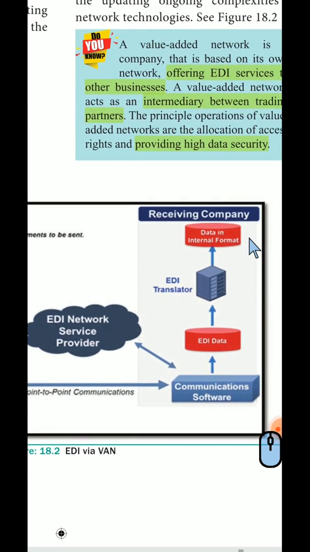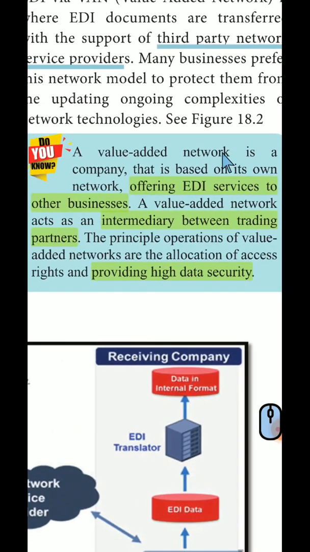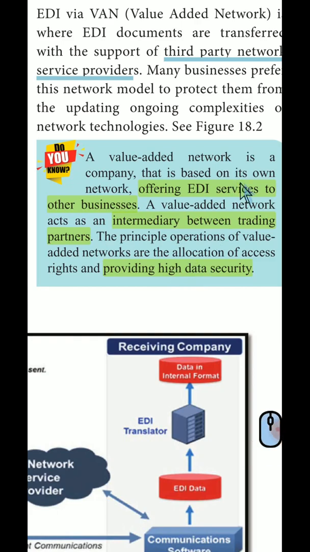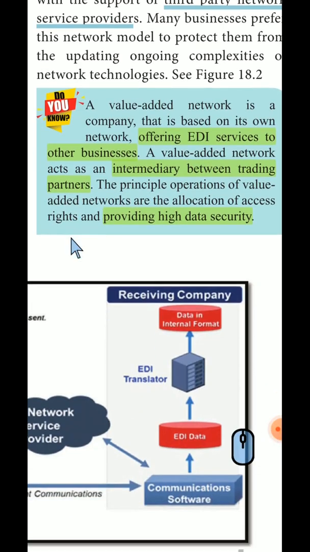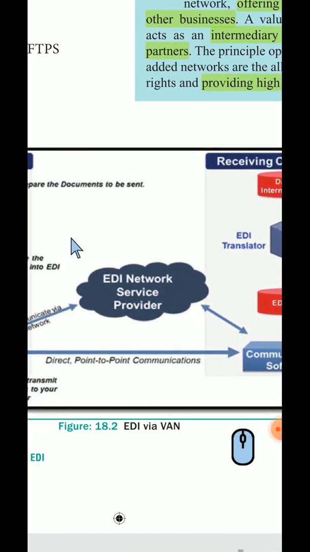So this is the process. And here this value added network is a company that owns its own network, offering EDI services to other businesses. So actually this VAN, a value added network, is a company. It offers EDI services to other businesses. A value added network acts as an intermediary between trading partners, as I told you before. So it acts as an intermediate between these two sending and receiving companies, an EDI service provider.